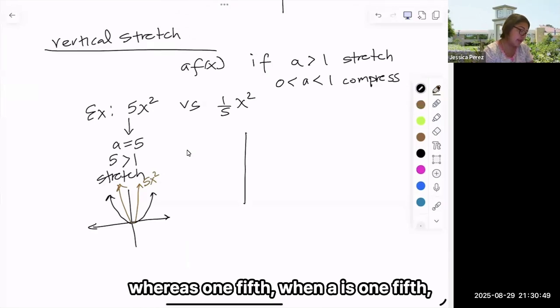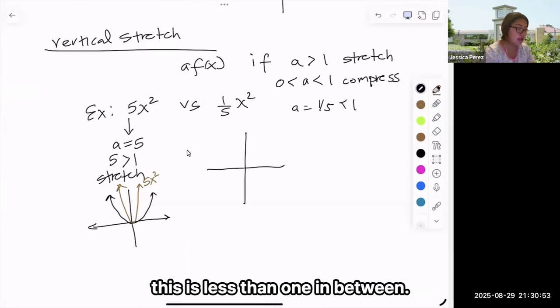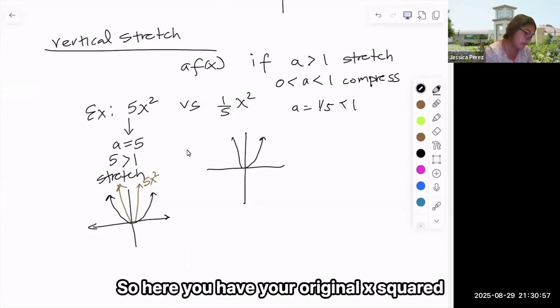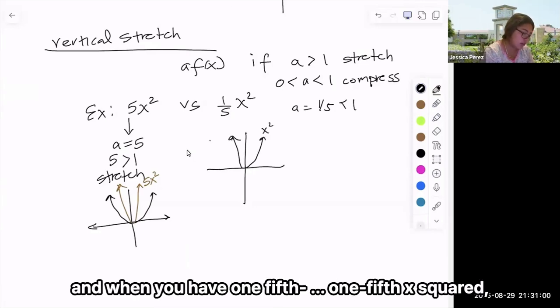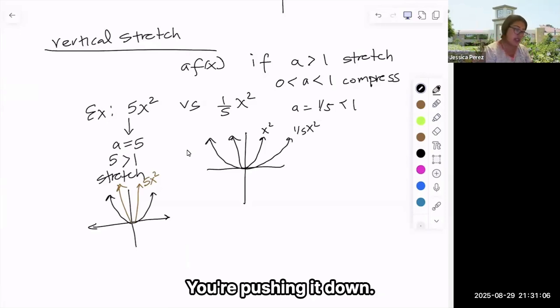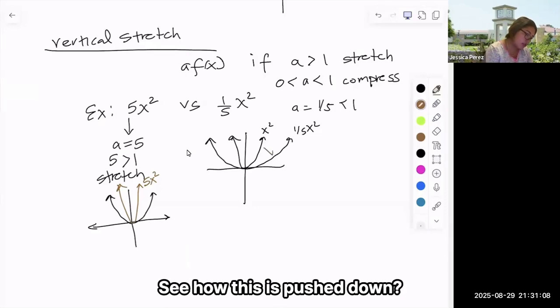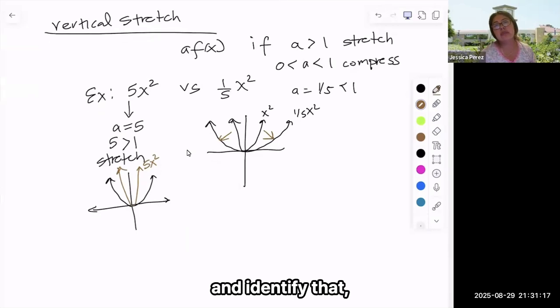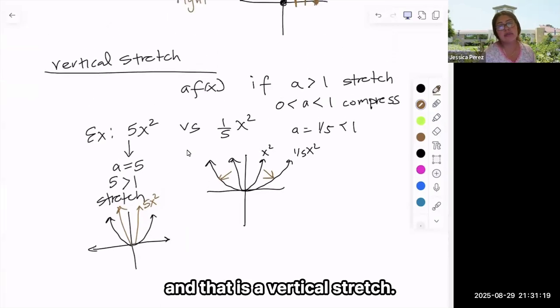Whereas when a is 1/5, this is less than 1, in between 0 and 1, it's a fraction. So here you have your original x squared, and when you have 1/5 x squared, it's like you're compressing it, you're pushing it down. See how this is pushed down? Again, you can play with your calculator and identify that. And that is a vertical stretch.